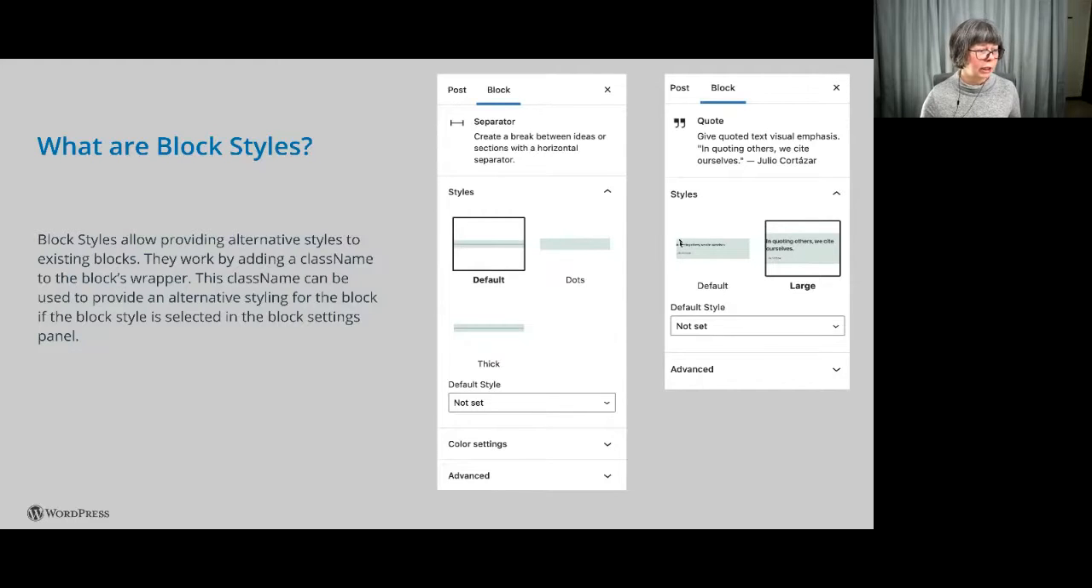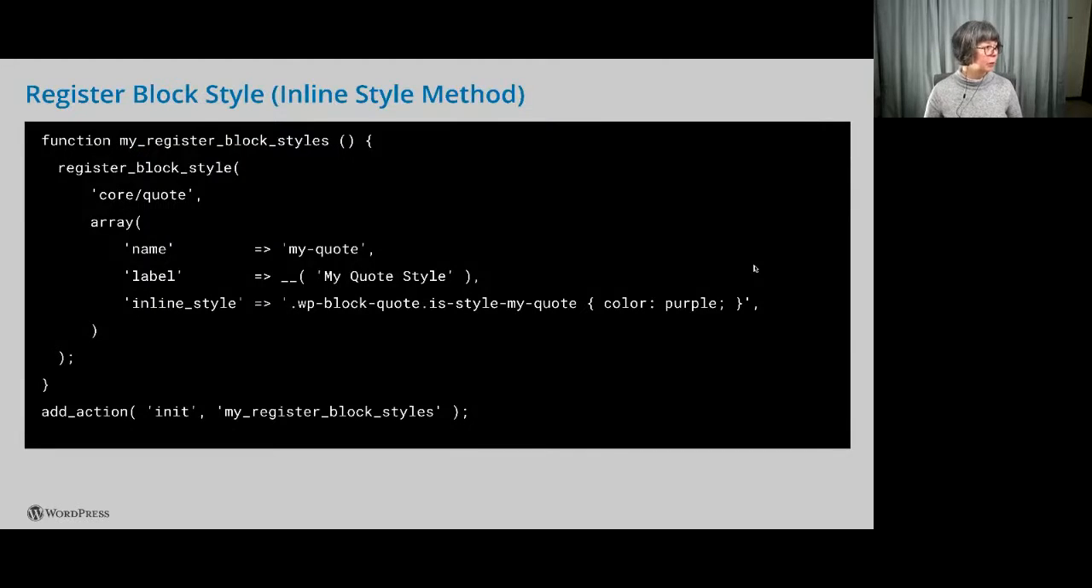And then you can see for the quote styles, there's a large version that just increases the text size. Anything that you can apply with CSS, you could apply here. So this is what the code would look like, one option. So you can register a block style either with inline styles or by calling in a CSS file.